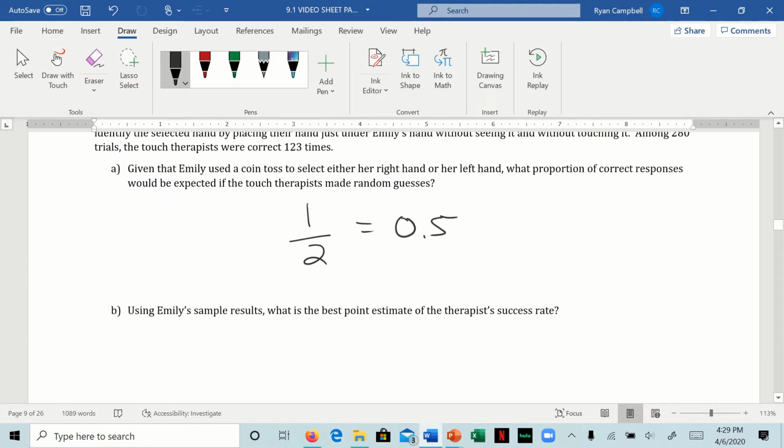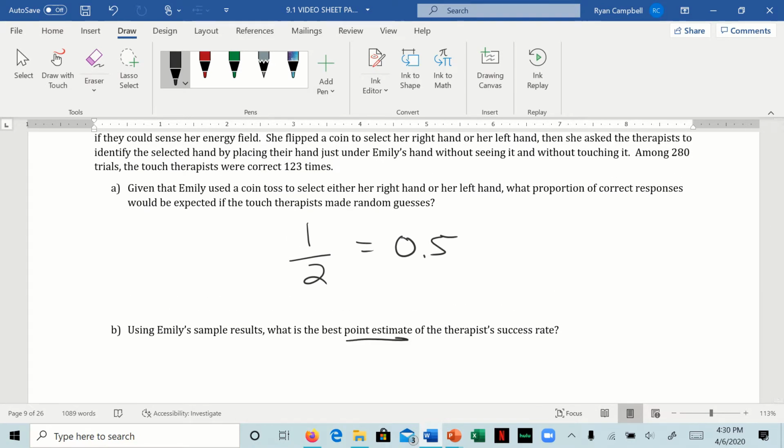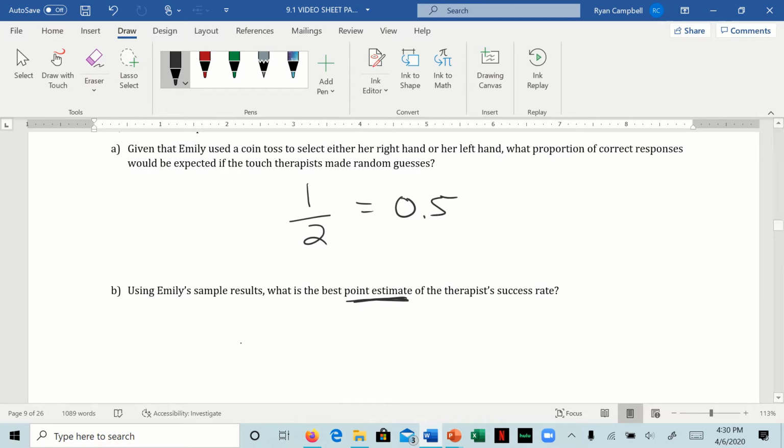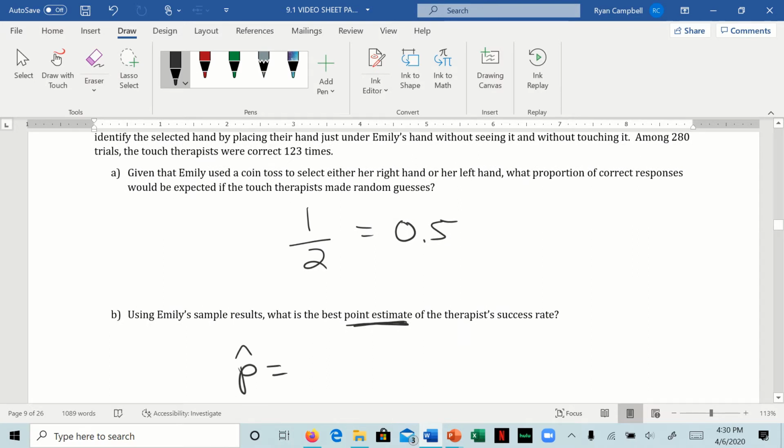All right. Part B, what is the best point estimate of the therapist success rate? So remember, point estimate is your sample. Since we're trying to find a population proportion, it's going to be the sample proportion, right? And sample proportion is just a fancy word for probability. So we do the number of successes, which are the number of times they were correct, 123, divide by 280, and we see that we get about 0.439.